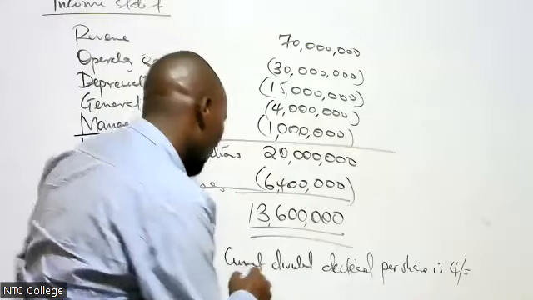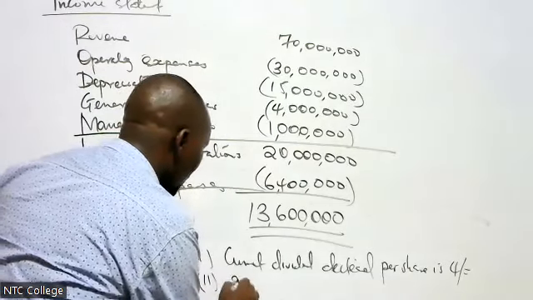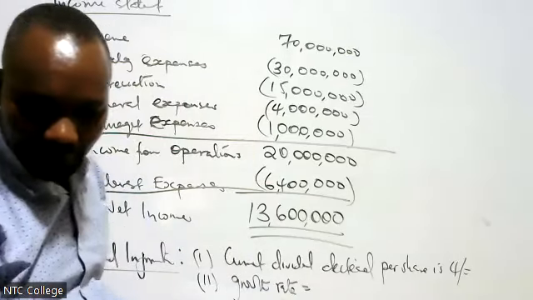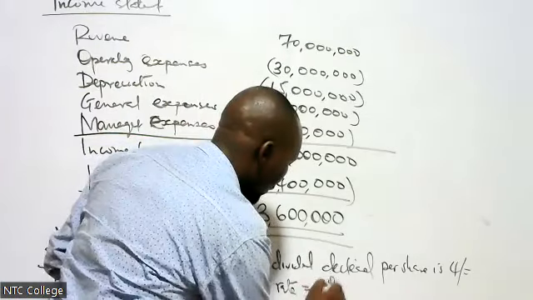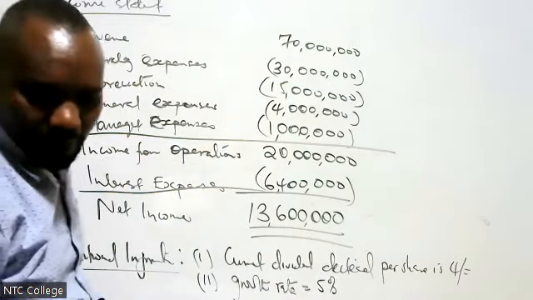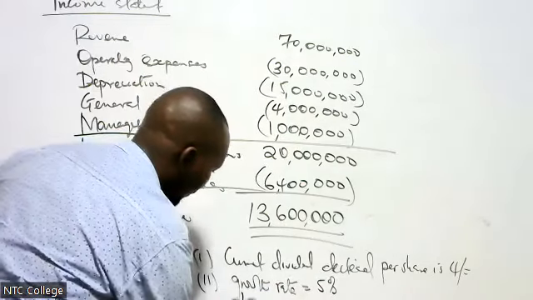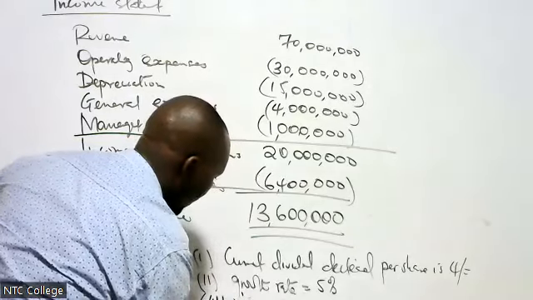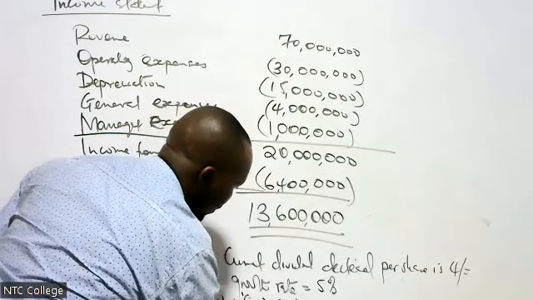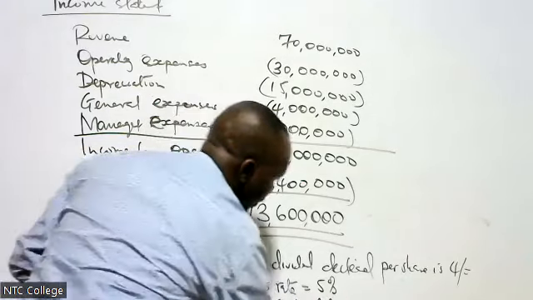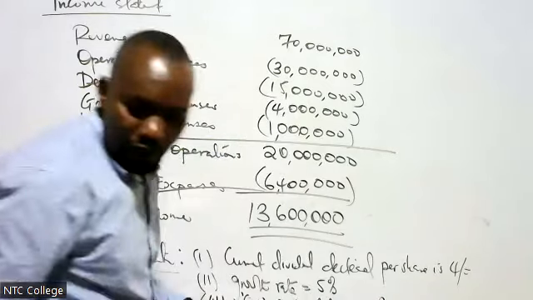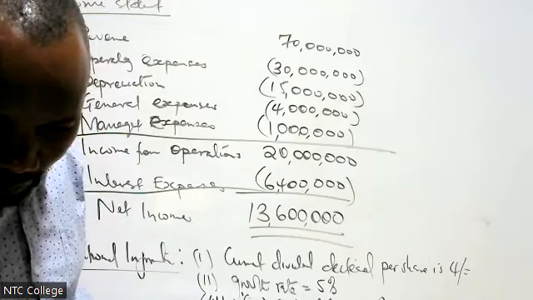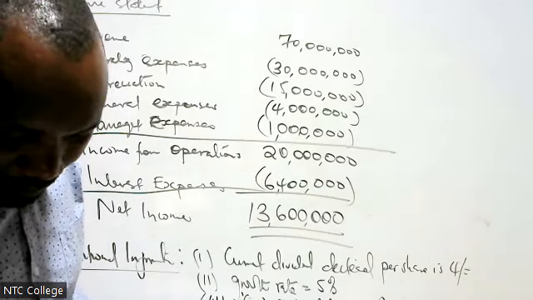So growth rate is also given here. That is number 2. Growth rate is given as 5%. And the cost of capital is given as 10.5%. That is number 3. Cost of capital is 10.5%.